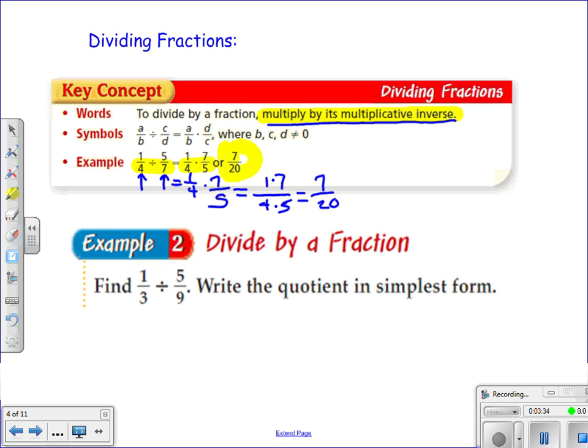All right, let's try one of those. First step is always to write my problem down. 1/3 divided by 5/9. Second step, multiply by the inverse. 1/3 times 9 over 5. Okay, can we cross reduce? We could here with the 3 and the 9, and what do we get? Then we have 1 times 3 over 1 times 5, or 3 over 5.